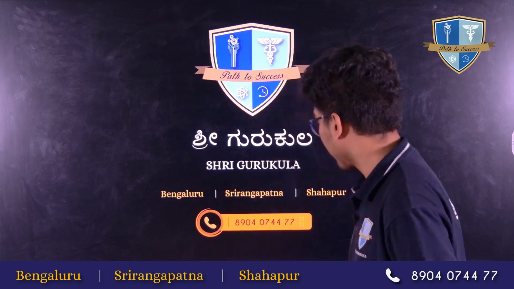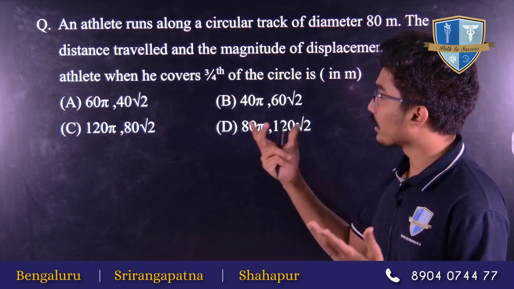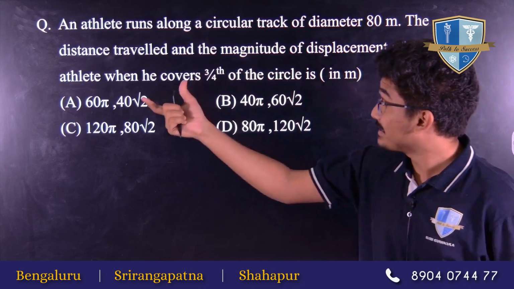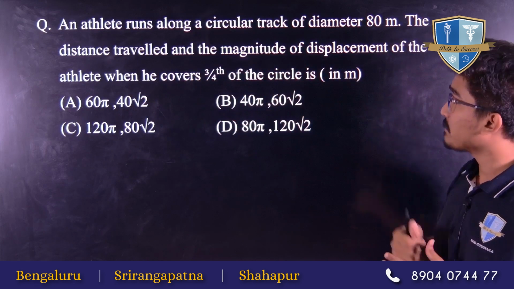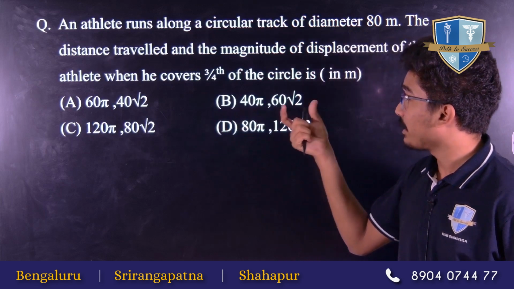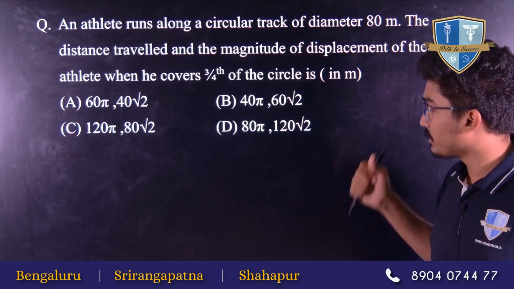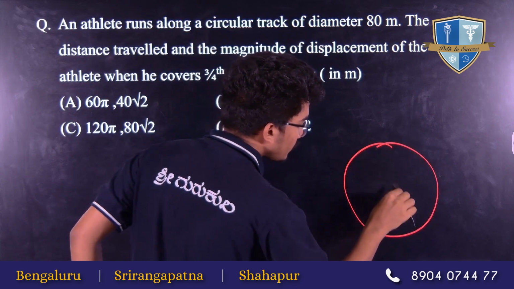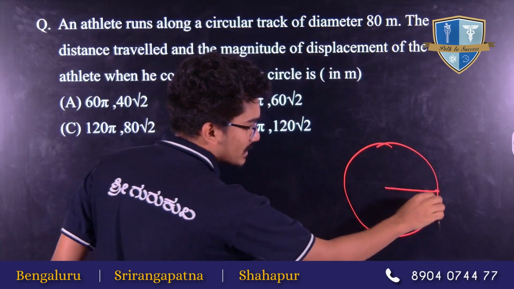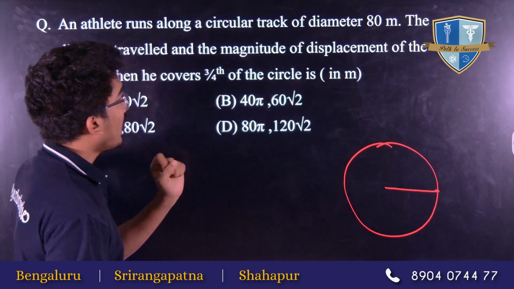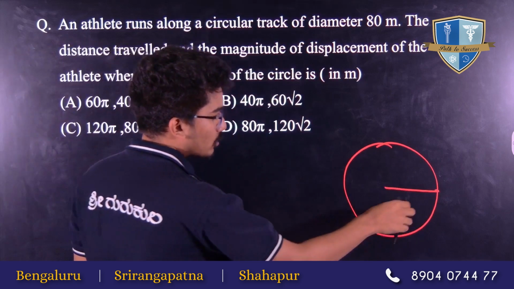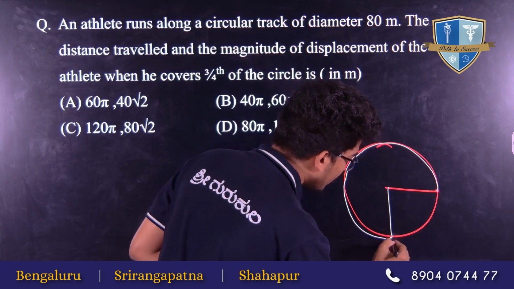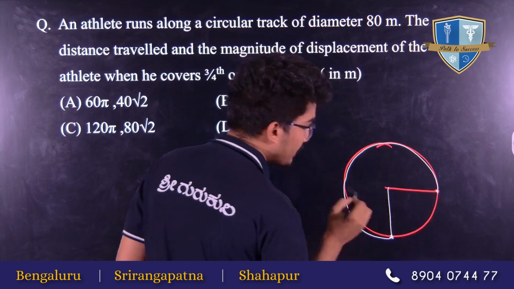So let's start. Our first question is, an athlete runs along a circular track of a diameter 80 meters. The distance traveled and the magnitude of the displacement of the athlete when he covers 3/4 of the circle is. In meters we have to give the answer. So according to the question, there is a circular track on which an athlete will run. So let's suppose he is starting from this point and it is running 3/4 of the circle. 3/4 of the circle means he started from here, he completed 3/4 part, means this much part. He started here, ended here, correct?